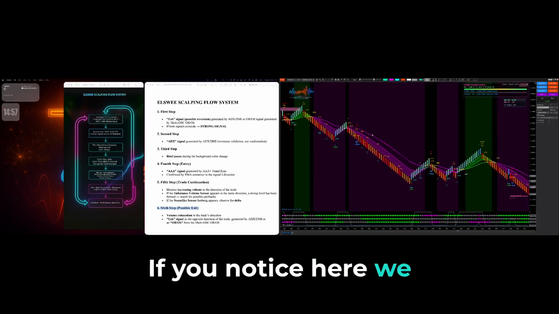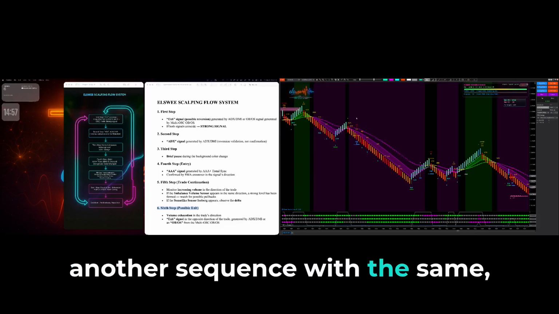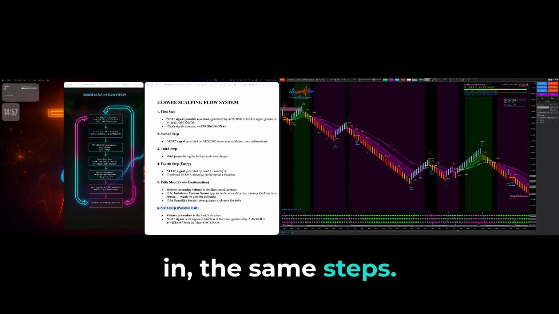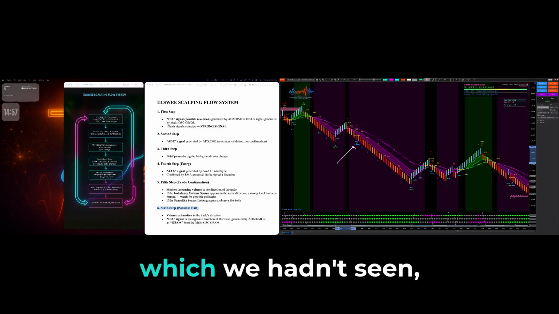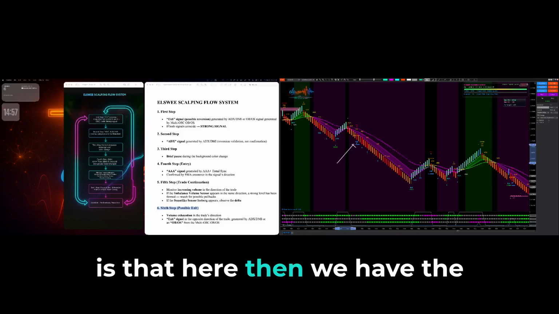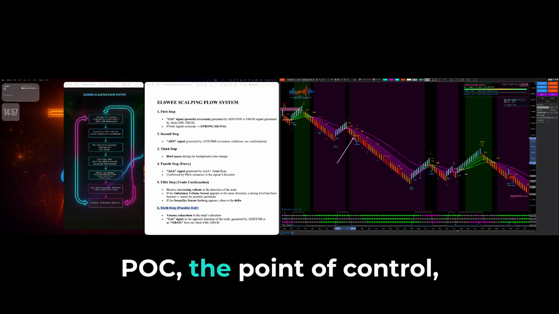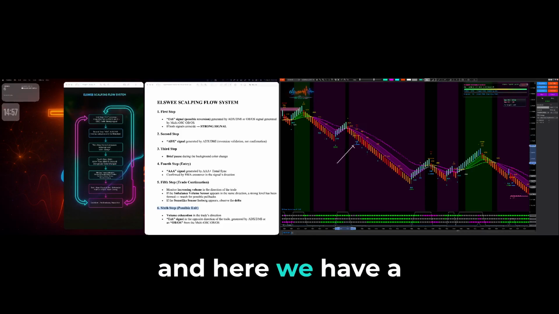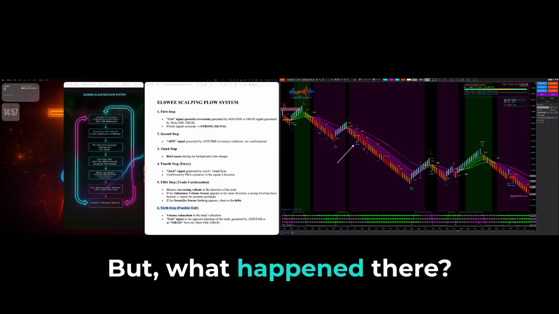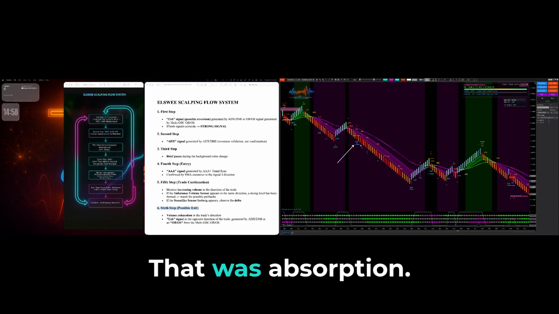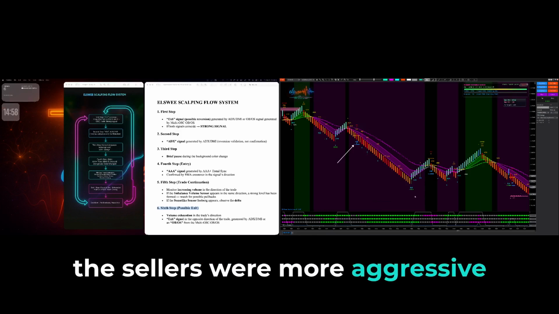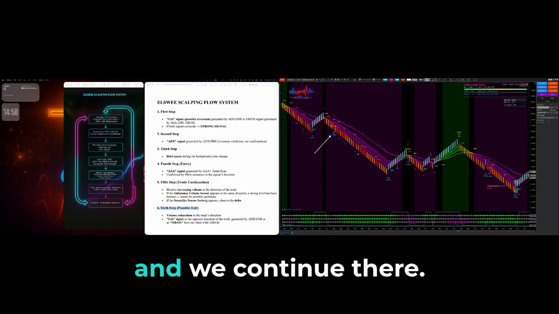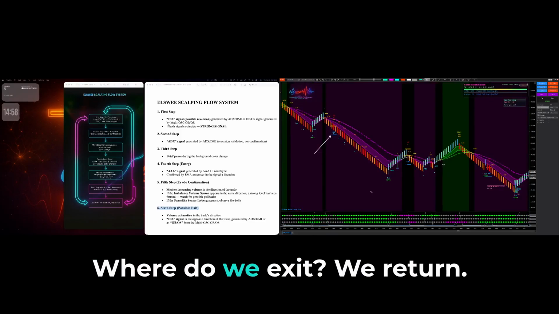If you notice here, we have another sequence with the same steps. The difference we have here, which we hadn't seen, is that here we have the POC, the point of control, and here we have a positive delta. But what happened there was absorption. There wasn't enough strength. The sellers were more aggressive and ate up those buyers, and we continue there. Where do we exit? We return.